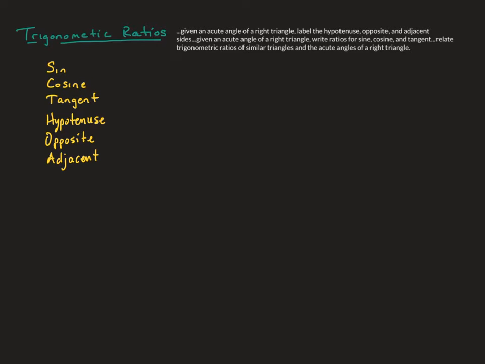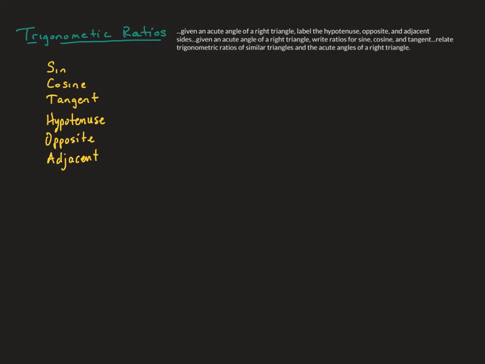But talking about trigonometric ratios. Trig ratios should have been presented to you possibly at the end of your algebra courses. But what we're talking about here is ratios of sides based on the angle. We'll go into some examples, but given an acute angle of a right triangle, label the hypotenuse, the opposite, and adjacent sides. We want to make sure that we can label our triangles properly so we know how to use our trigonometric ratios.